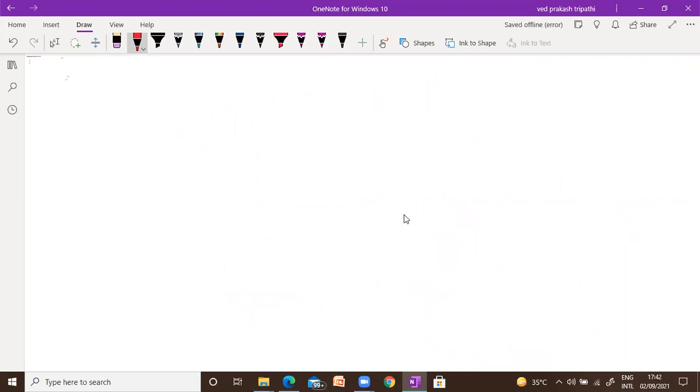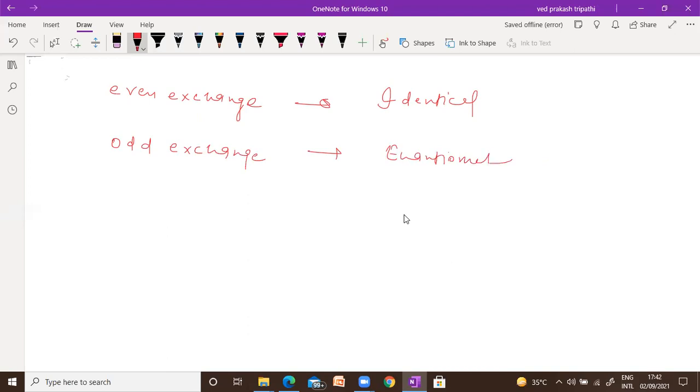Listen, whenever you have even exchange, your compound will be identical, simple. And whenever you have odd exchange, your compound will be enantiomer. Suppose we have to find this one.